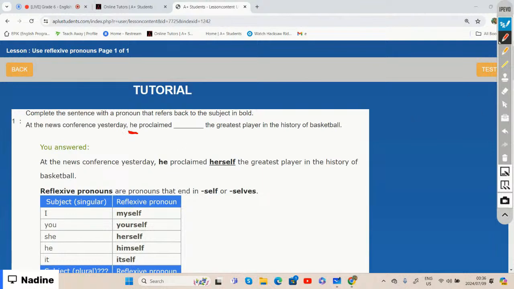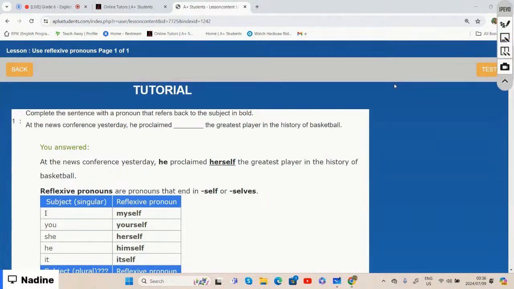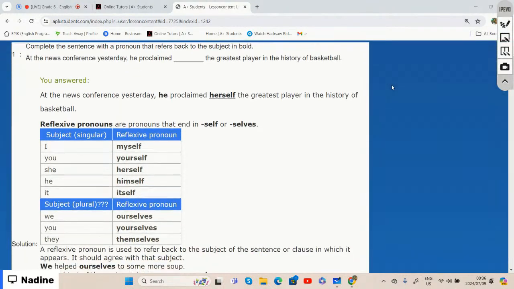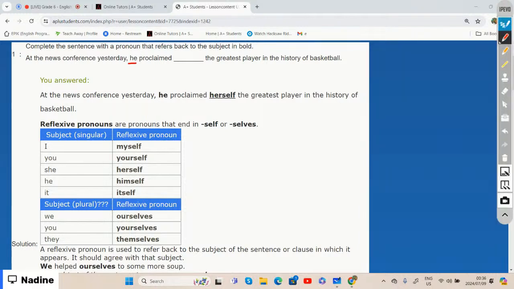I'm going to scroll down. And then you can see the subjects as well as the reflexive pronoun, and then you can choose the correct one, right? So we said he is a subject. So it says, at the news conference yesterday, he proclaimed. Do we say he proclaimed myself, yourself, herself, himself, or itself the greatest player in the history of basketball? Which one is correct? We need to choose between myself, yourself, herself, himself, or itself, that refers back to he.